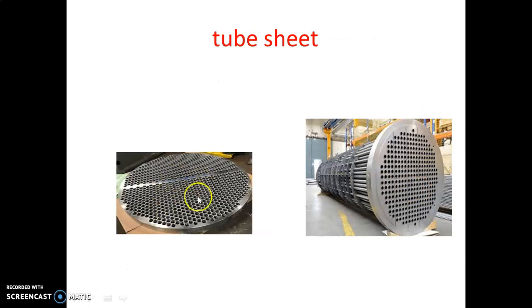So if we look at this figure, this is the tube sheet. The holes are drilled in this plate and the tubes are inserted in this tube sheet. So this is called a tube sheet and these are the tubes. If we look at the left side of the figure, here is the tube sheet and these tubes are already inserted or rolled in this tube sheet. So this is actually the function of the tube sheet.